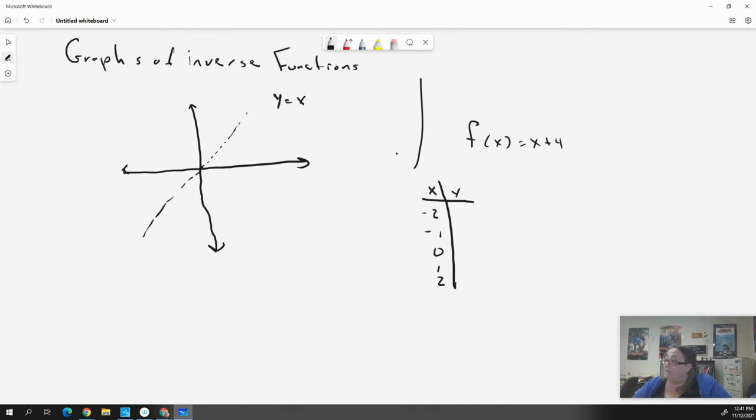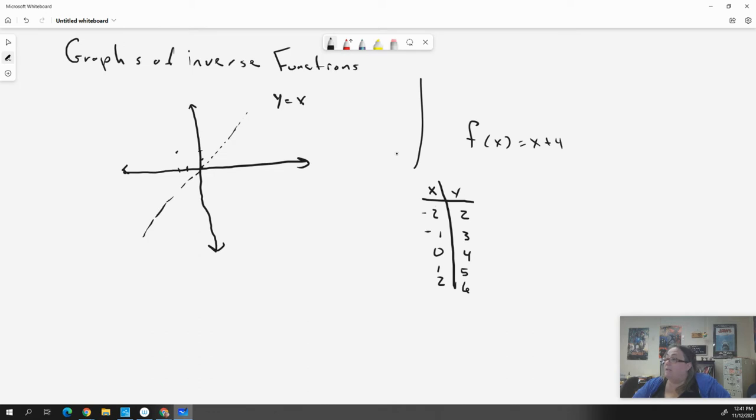And if I plug -2 into here, -2 plus 4 is 2, -1 plus 4 is 3, 0 plus 4 is 4, 1 plus 4 is 5, 2 plus 4 is 6, right? And I could plot all of these points on the graph, saying, okay, I have a point at -2, 2.